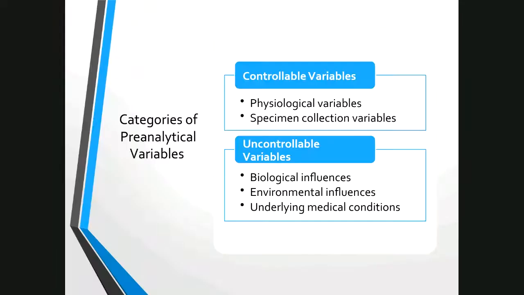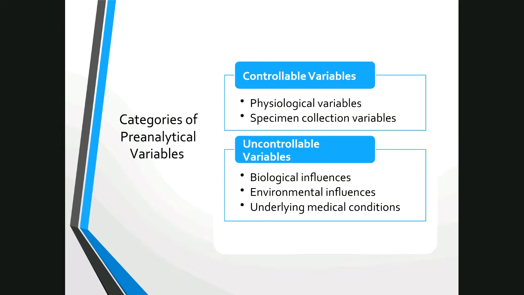So controllable variables are psychological variables, physiological variables, and specimen collection variables. These are things that the patient would have control over. For example, if they were supposed to adhere to a specific diet restriction, if they were supposed to come into our lab and abstain from smoking or consumption of certain medications.